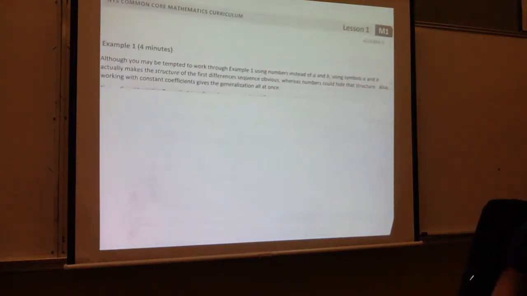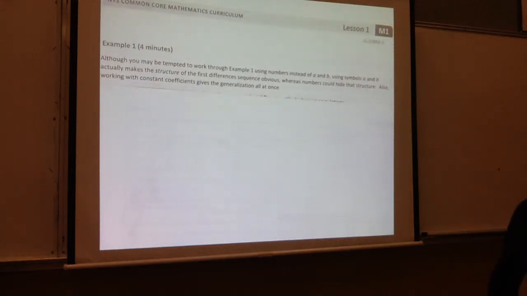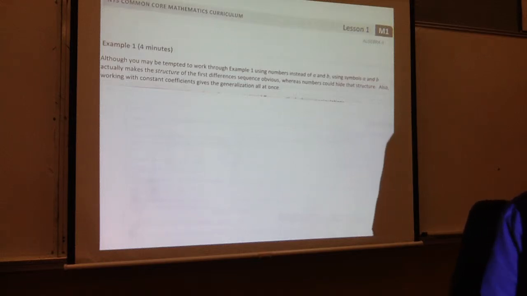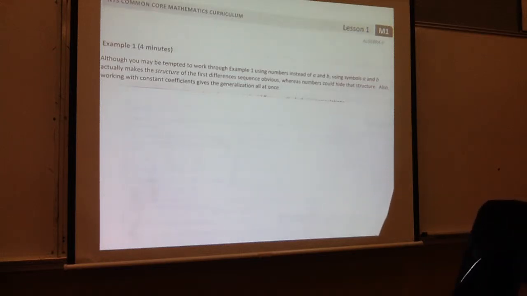Although you may be tempted to work through Example 1 using numbers instead of a and b, using symbols a and b actually makes the structure of the first differences very obvious, whereas numbers could hide the structure of what's actually going on. Also, when we work with constant coefficients like a and b, it gives us the generalization all at once, meaning we can apply it to all values of a and b.